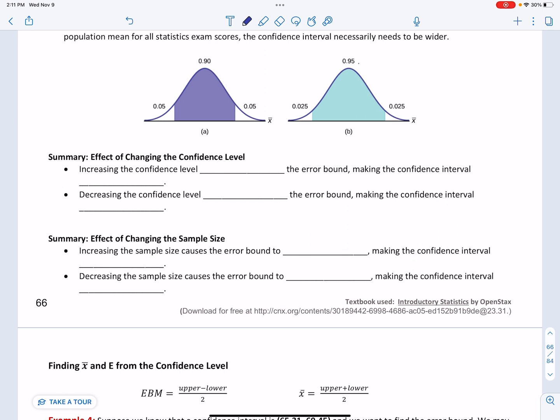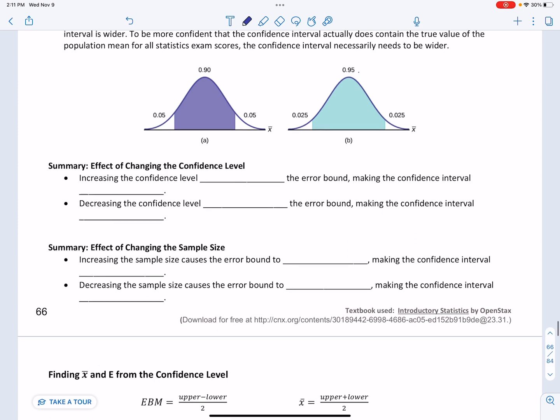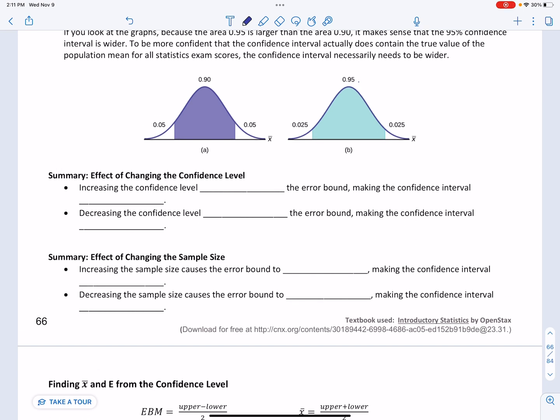So we're going to kind of summarize what's happening. Increasing the confidence level, just like you saw in the purple picture to the green picture, increases the error bound, making the confidence interval wider. Decreasing, so if we go from 95% to 90%, we decrease the error bound, making the confidence interval narrower.